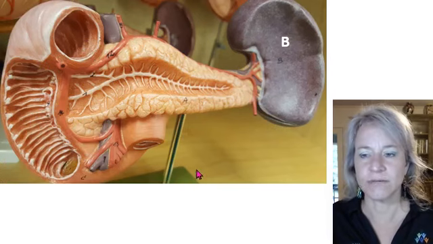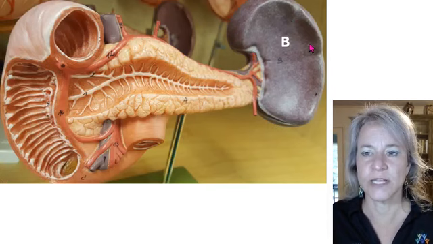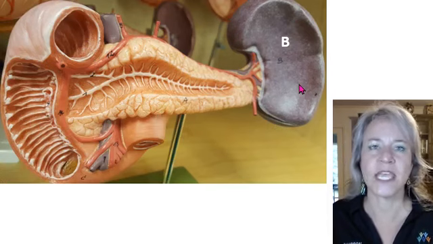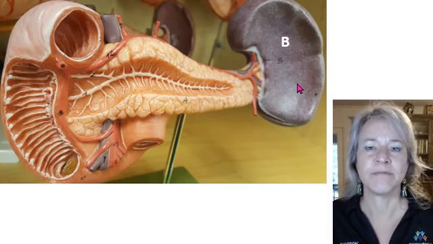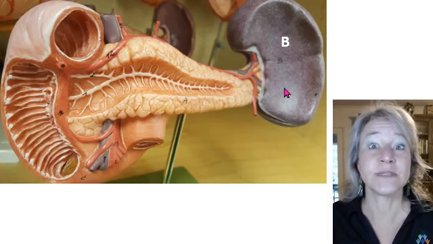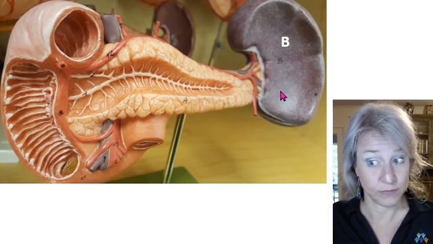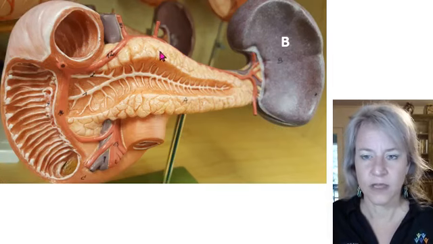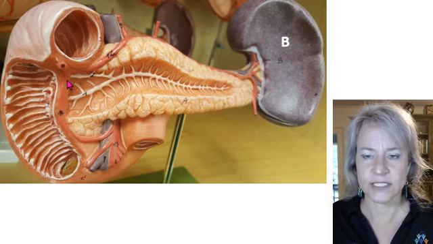Okay, let's see if you remember this organ B. Name the organ B, and also tell me which organ system it belongs to. Okay, what is this organ here? This organ right here, the sliver of an organ, that's going to be the pancreas.